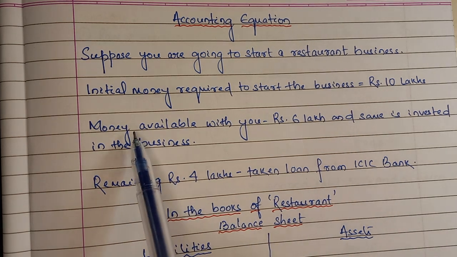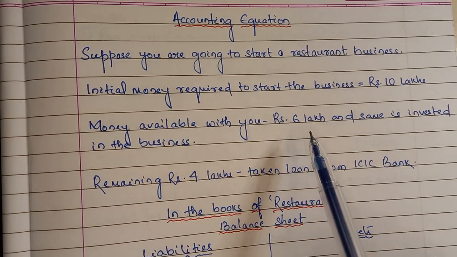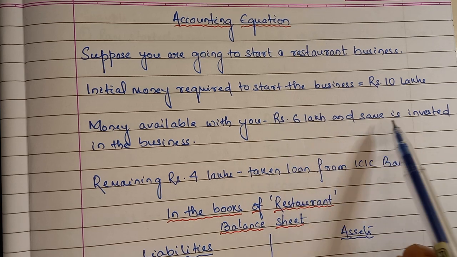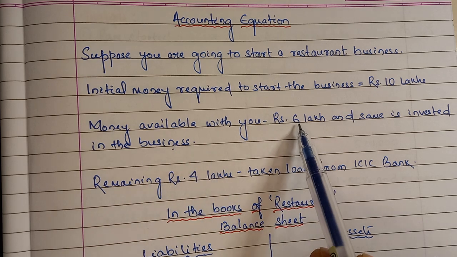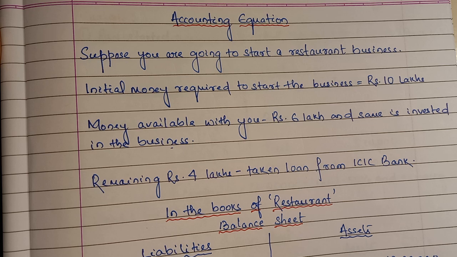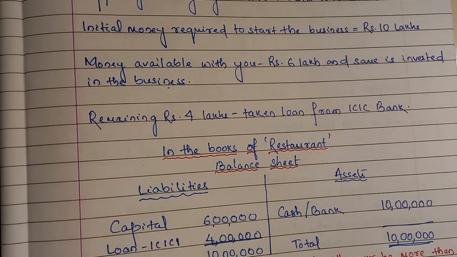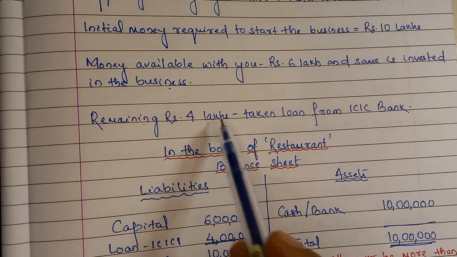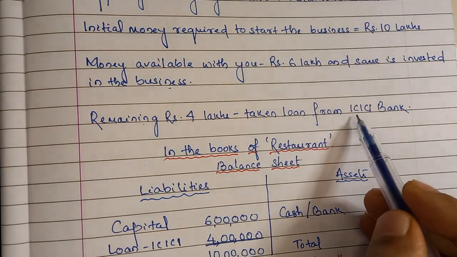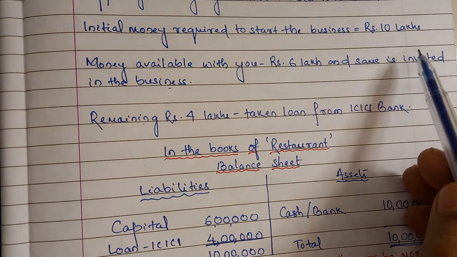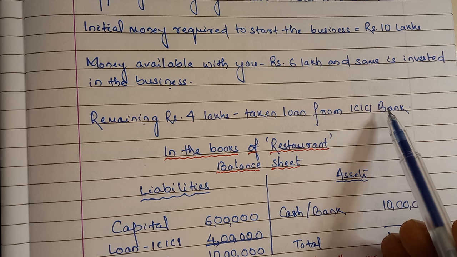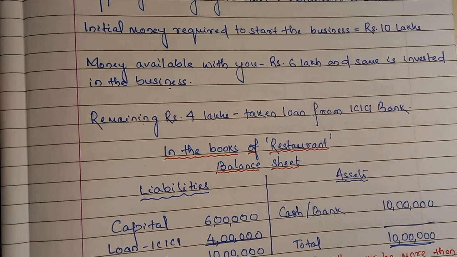Now the money available with you is 6 lakhs. This is the fund available with you, and the same is invested in the business. That means you are investing 6 lakh rupees in the business. As the plan is for 10 lakhs, that is the budget you have, the remaining 4 lakhs you are taking as a loan from ICICI Bank. So this is how you are getting the fund: 6 lakhs from your own money and 4 lakhs from ICICI Bank.